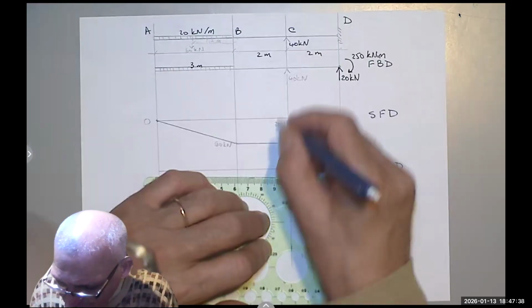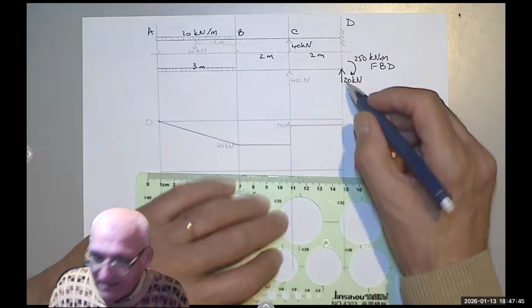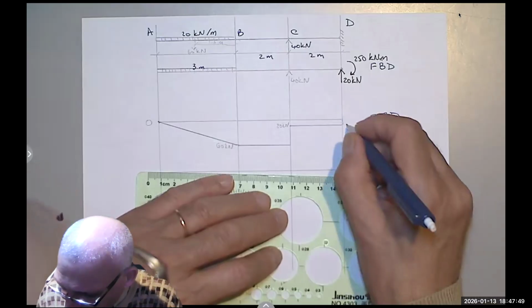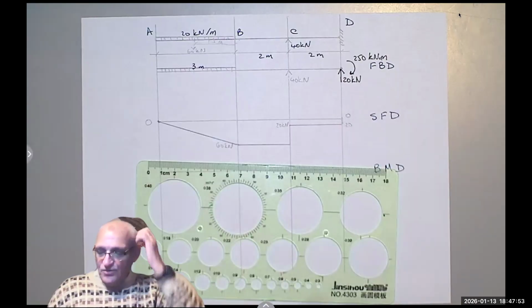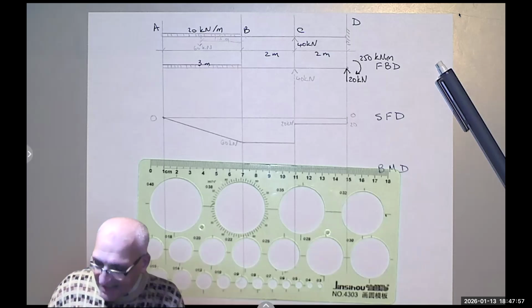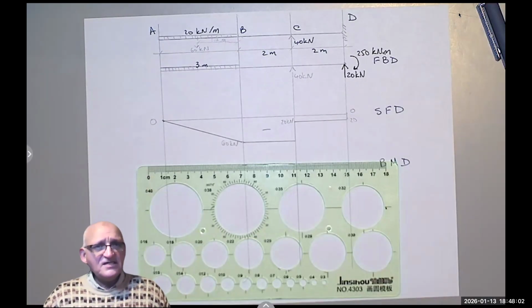So you go up 20 and you keep going horizontally straight until you find another step function, 20 going up. Of course, there is nothing after that. So you stop here at 0, and we start at 0 and end at 0. That's the shear force diagram, and it's negative. See how easy it is?